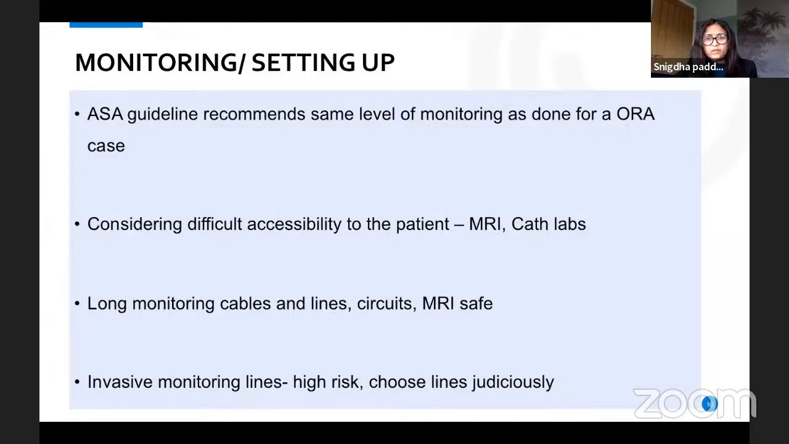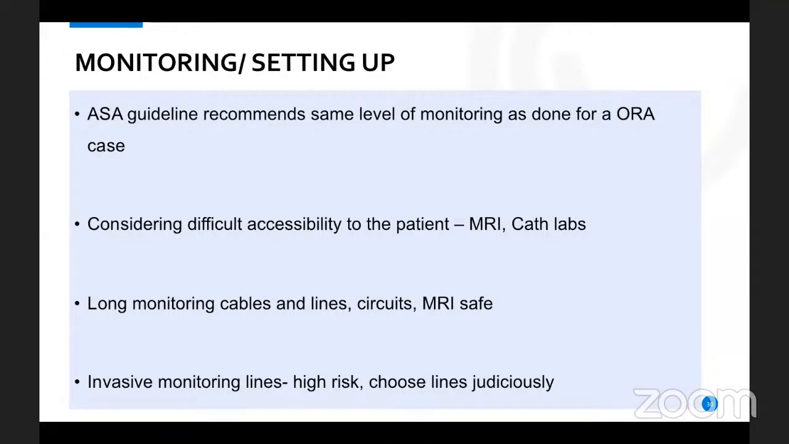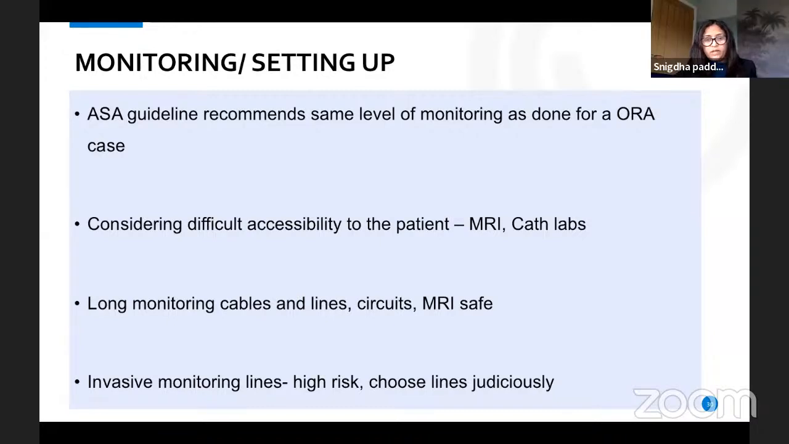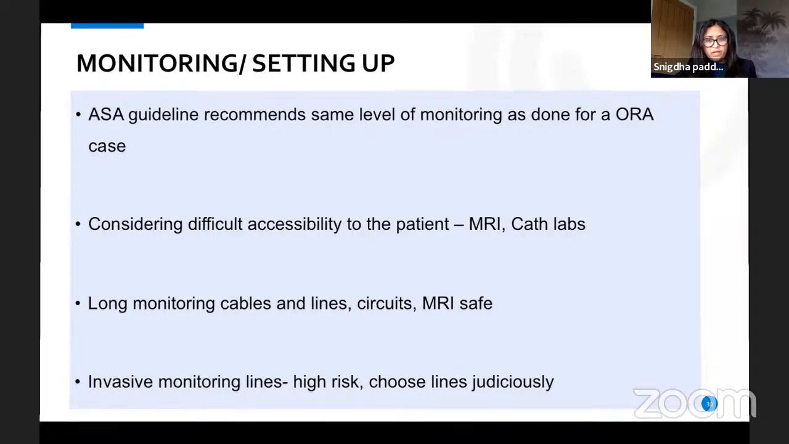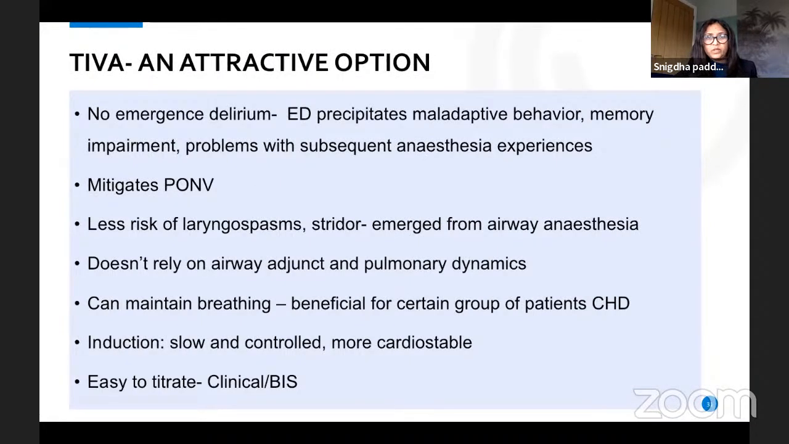In some specific places like MRI and cath labs, just take care that the equipment and everything you use are ferromagnetic safe, MRI safe, and that we have adequately long monitoring lines, cables, circuits, etc. If you decide to have an invasive monitoring line, it should be decided taking into consideration the risk and benefit ratio, but it entirely depends on the anesthesiologist who is conducting it.